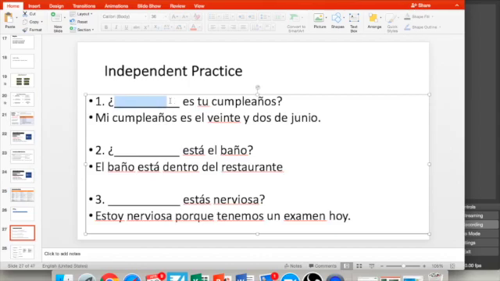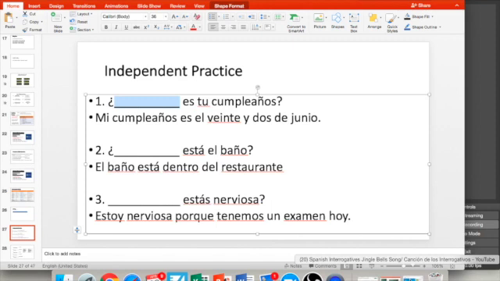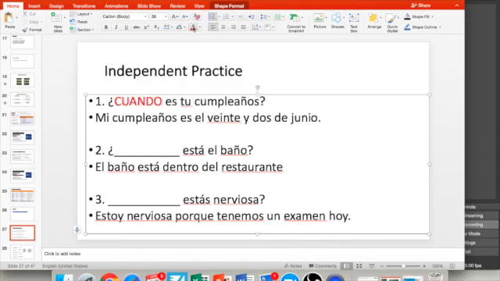So we're asking something is your birthday. Obviously, we're trying to ask when. So if you sing your song, you can kind of get to those all the way through. So, por qué, why, cuándo, when. So hopefully you're saying cuándo here is when. When is your birthday? ¿Cuándo es tu cumpleaños? Let's do a couple more.